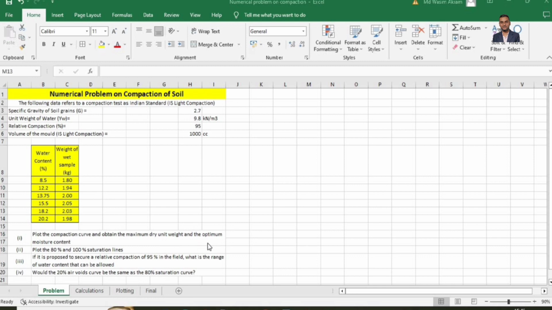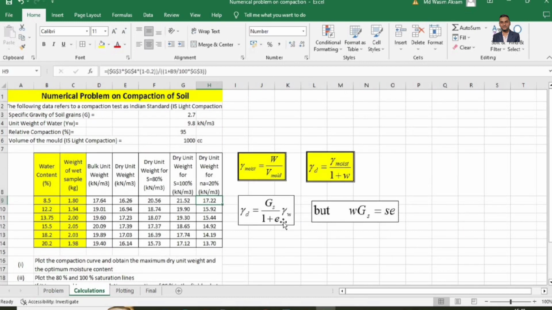Based on that table, we have to plot the compaction curve and obtain the maximum dry unit weight and the optimum moisture content. We have to plot the 80% and 100% saturation line. If it is proposed to secure a relative compaction of 95% in the field, what is the range of water content that can be allowed? Would the 20% air void curve be the same as the 80% saturation curve? So from the question it is clear that we have to plot the compaction curve, then we have to find the maximum dry density and optimum moisture content.